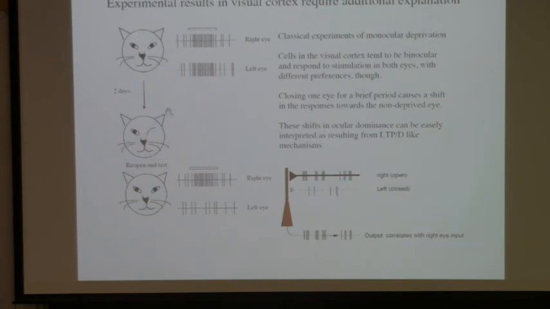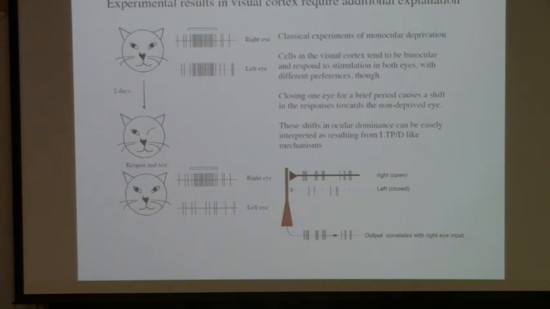Now, you close this eye for 2 days, and what happens is that the open eye still responds, but the closed eye doesn't respond anymore. You understand that very well with spike-timing-dependent plasticity, because the closed eye was not firing, so it was uncorrelated, so it was depressed. Fine. So far, so good.